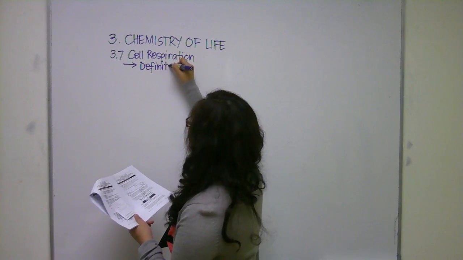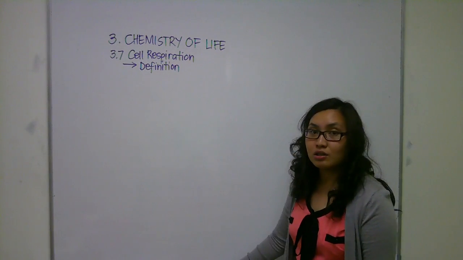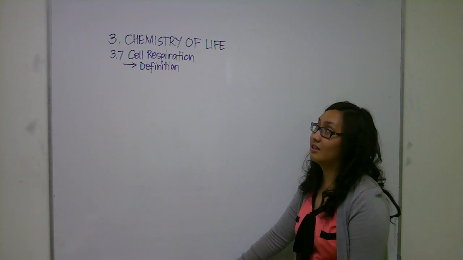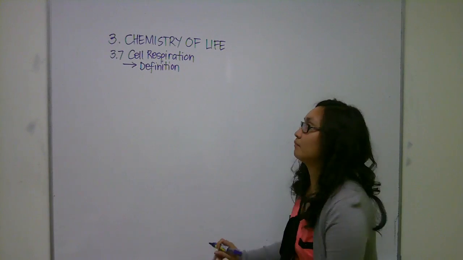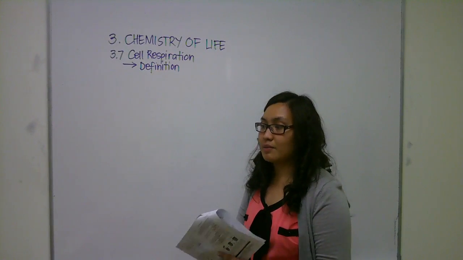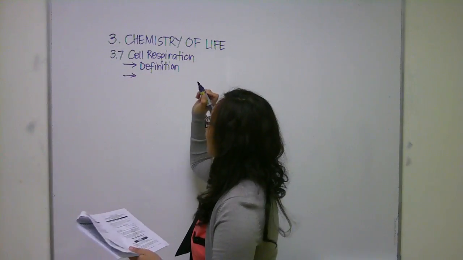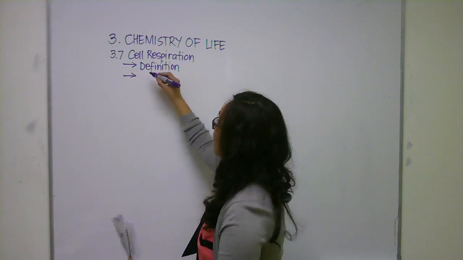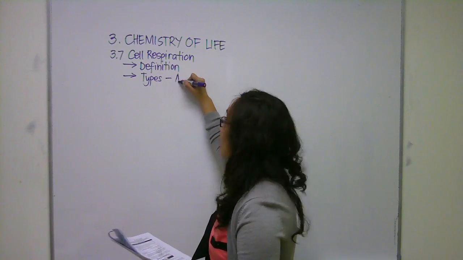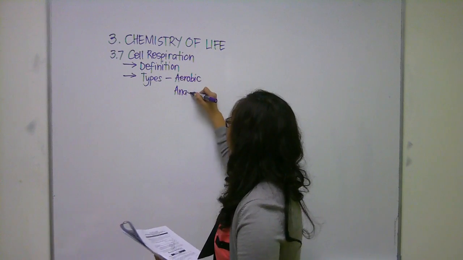So cell respiration is the controlled release of energy by living cells using organic molecules such as glucose, producing the energy molecule called ATP. Since it is a controlled release of energy, cells can continuously produce energy in this sense. Right after writing down the definition, we can also include the types. Under types, we have aerobic respiration and anaerobic respiration.